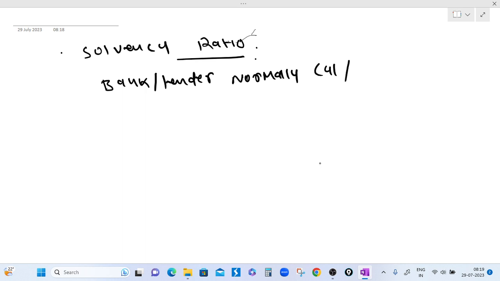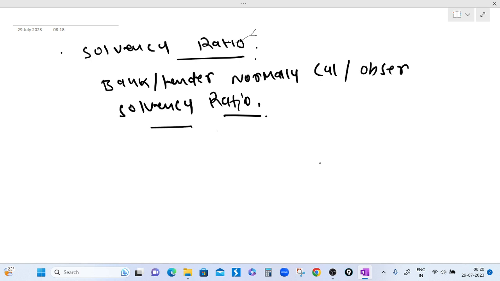The bank or lender normally calculates or observes solvency ratios because they want to know the correct position of the business in which they are going to put their money. Their purpose is to make sure that their interest as well as their principal amount will be safe, and that is why this formula is used to calculate.